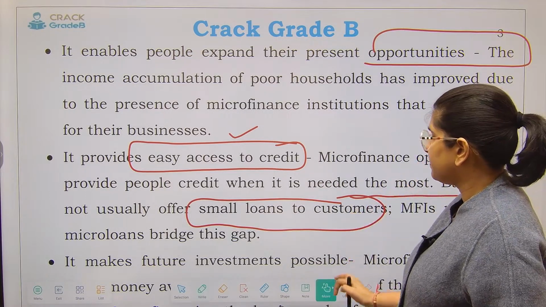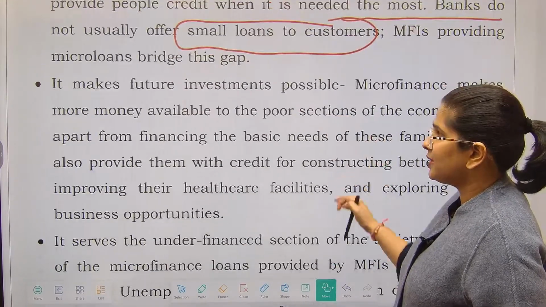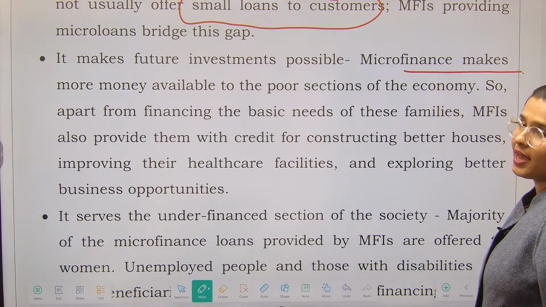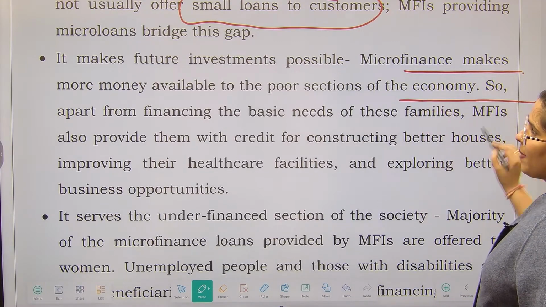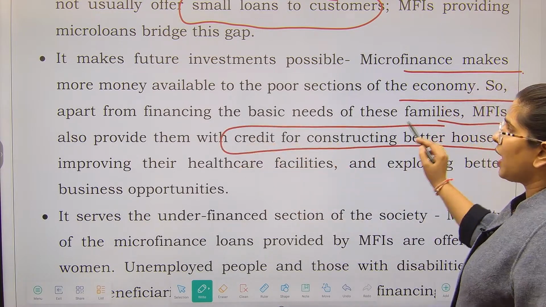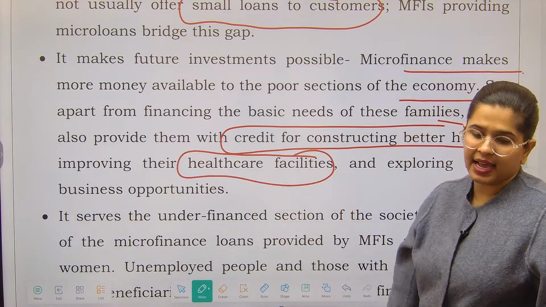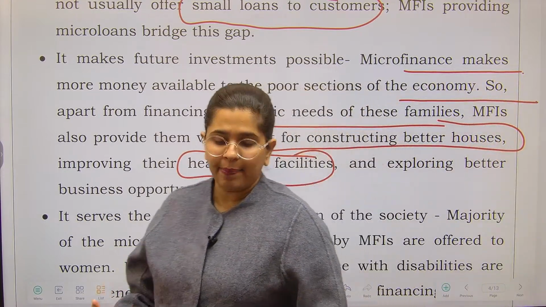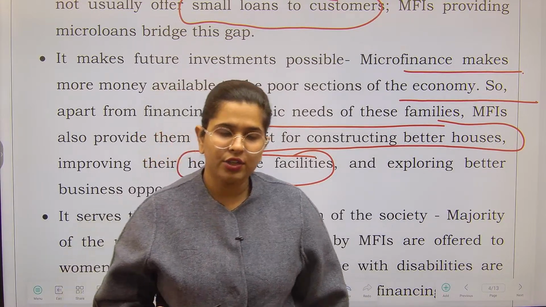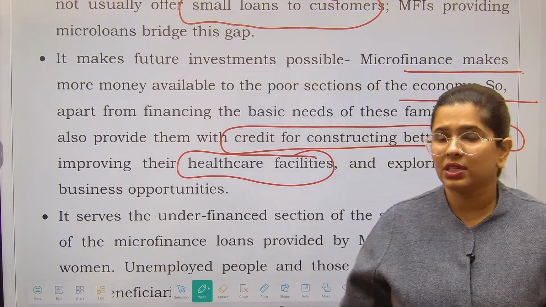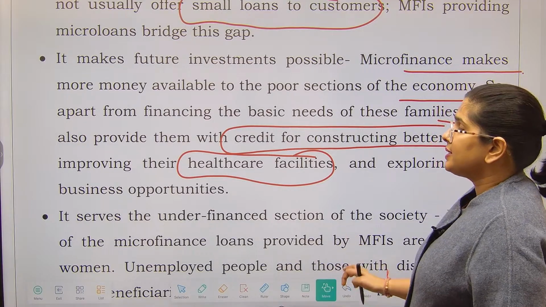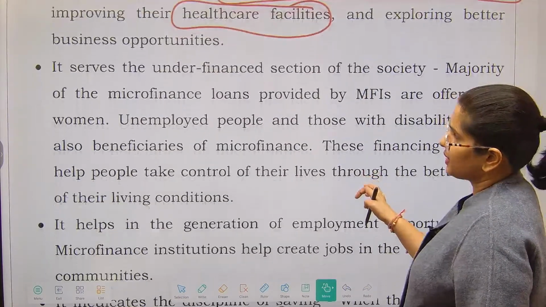Now next, it makes future investment possible. So yes, that is also an important thing over here. Microfinance makes more money available to the poor sections of the economy. So apart from financing basic needs, it also provides them credit for constructing better houses, better healthcare facilities, right, as well as business opportunities. So helping on various fronts is one of the objectives of microfinance institutions, right? Not just with business-related needs, but also with housing-related needs or sudden medical expenses which can occur.